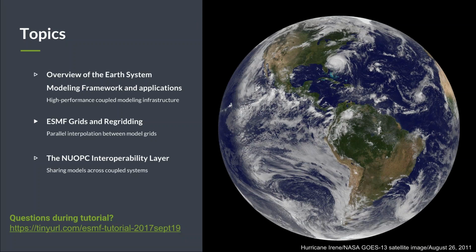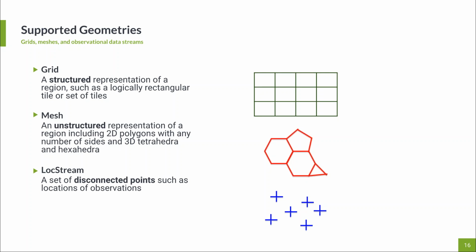So the next part is about ESMF grids and regridding. The fundamental grid structures that we support are, first, the grid, which is a structured representation. If you have a logically rectangular tile or a set of tiles that are connected, then we consider that a grid. We have an unstructured representation called a mesh. And then the third option is a location stream, which is a set of disconnected points. You don't really have a grid structure, but you have a set of points with coordinates associated with them, for example, if you have a set of observations coming in.